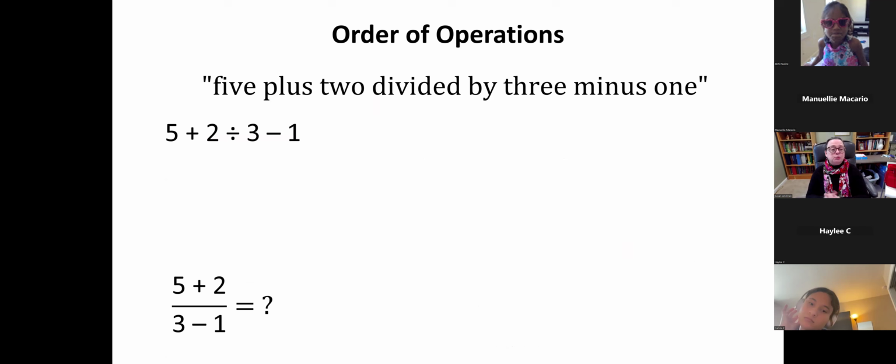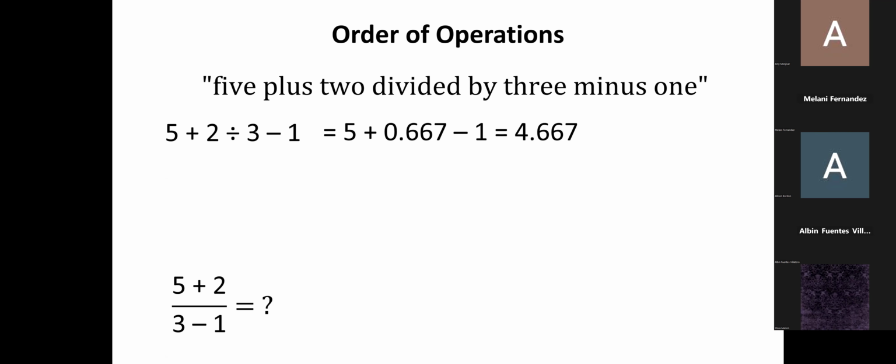If you just wrote that problem out, 5 plus 2 divided by 3 minus 1, and followed the order of operations, you would do the multiplication and division first, and then the addition and subtraction. So you would end up with 5 plus 2/3, 0.667, minus 1. And you would get 4.667. Anybody get that? Anybody follow the rules? All right. So one of you did it this way. One, maybe more than one. I didn't check. A couple of you did it that way.